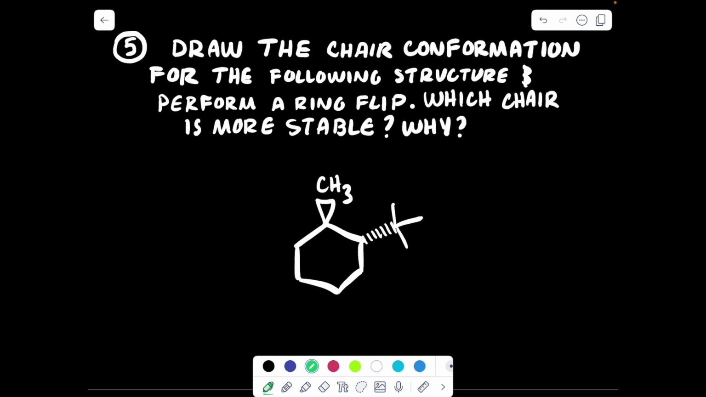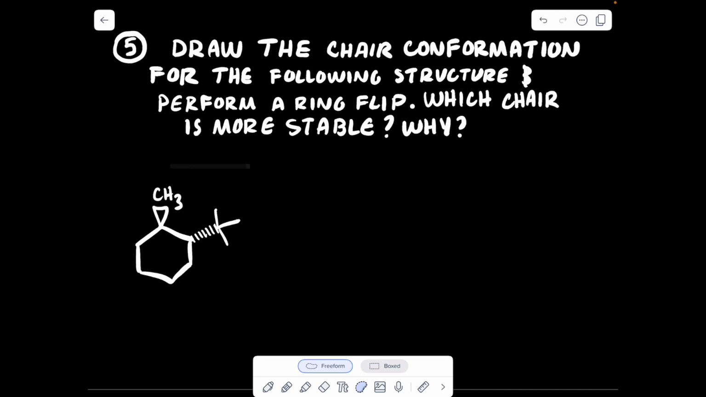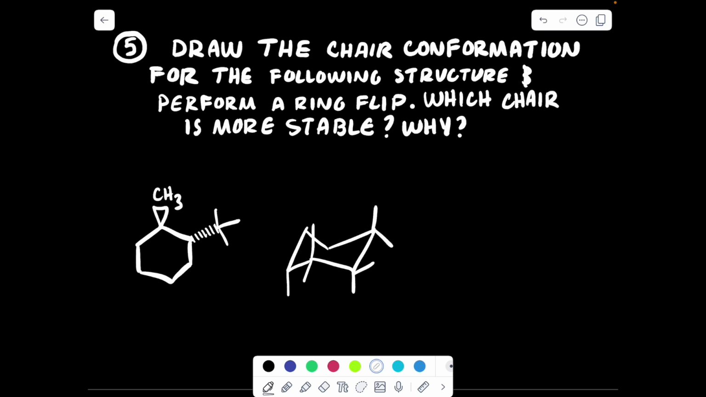All right, question number 5 says, draw the chair conformation for the following structure and perform a ring flip. Which chair is more stable and why? Once again, I have a video that's more of a lecture. In this question, I'm just going to be going over the answer. So here, step 1 is you always want to draw your right-handed chair. Following the same procedure that I went over in my previous video, I would draw in my right-handed chair.